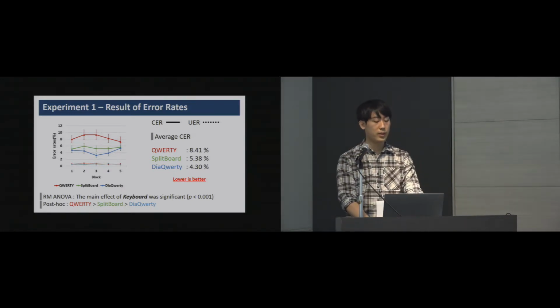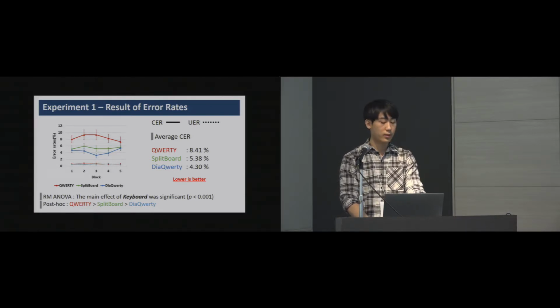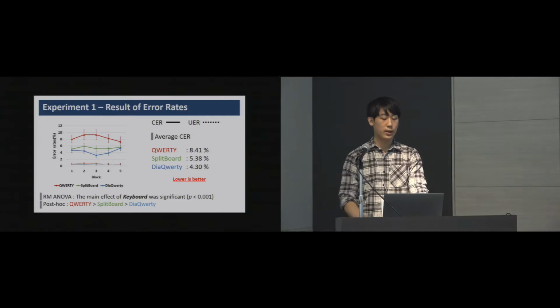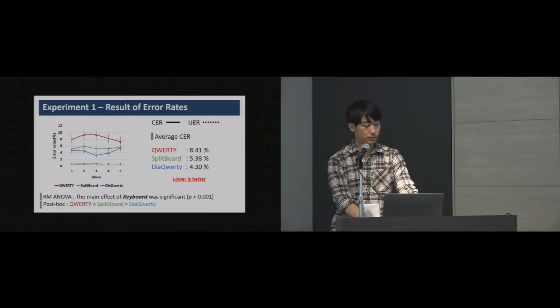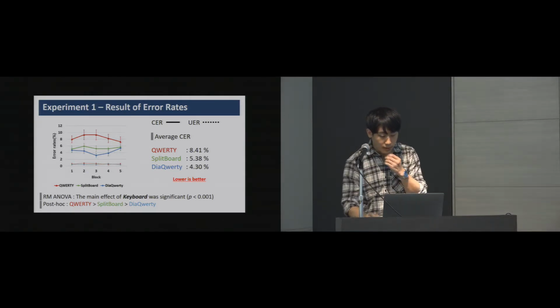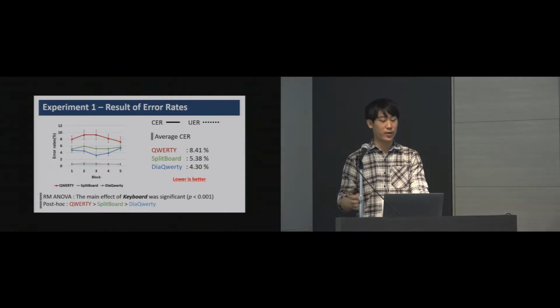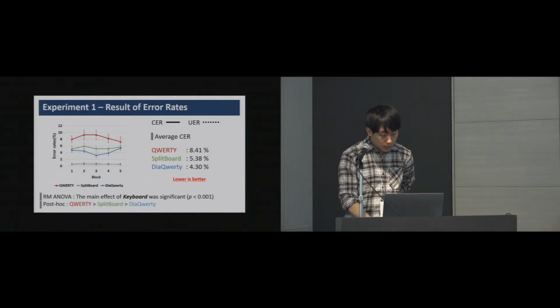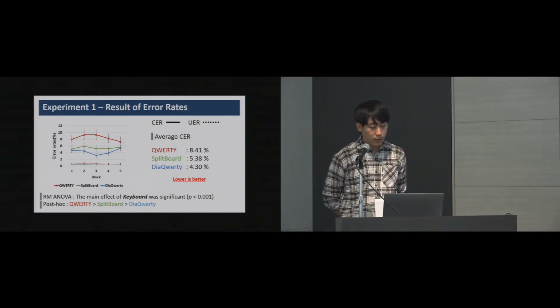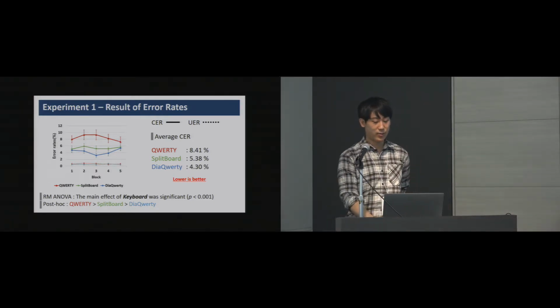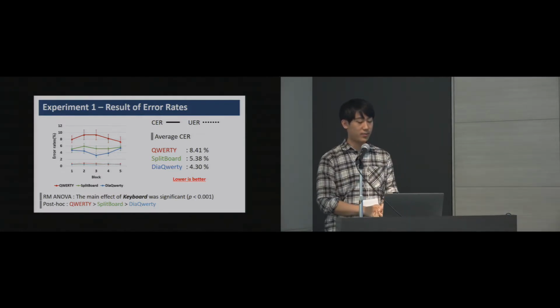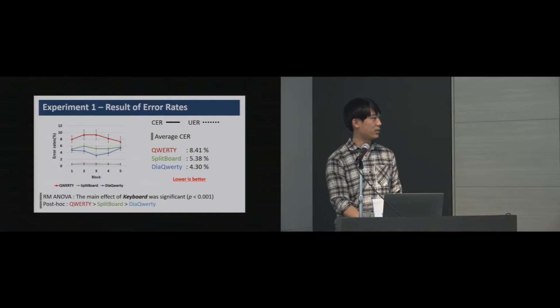The result of repeated measures analysis showed that the main effect of keyboard was significant. And post-hoc tests showed that QWERTY is the most inaccurate and DiaQwerty is more accurate than SplitBoard. The uncorrected error rate was less than 1% in most blocks for each keyboard, and the difference between the keyboards was not significant.